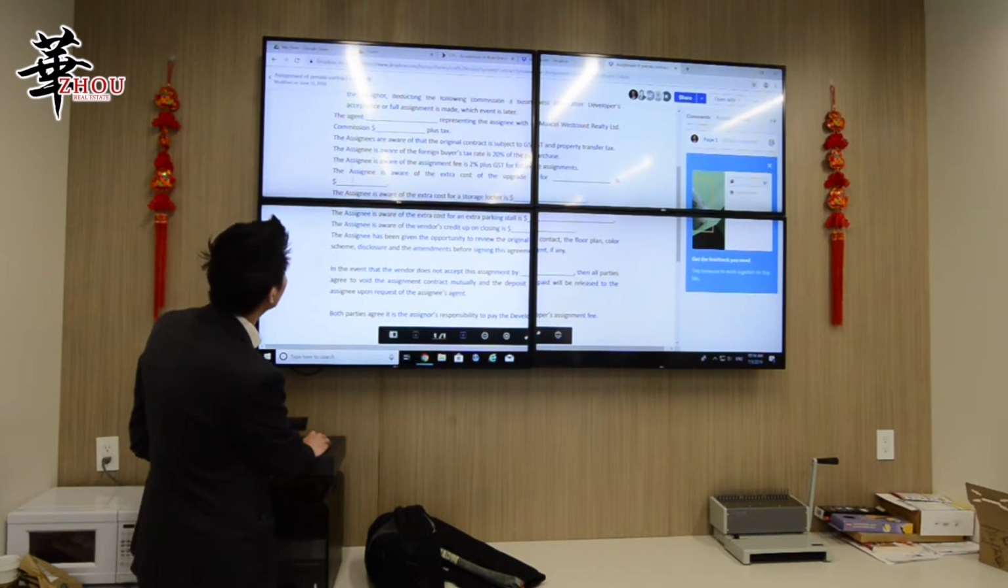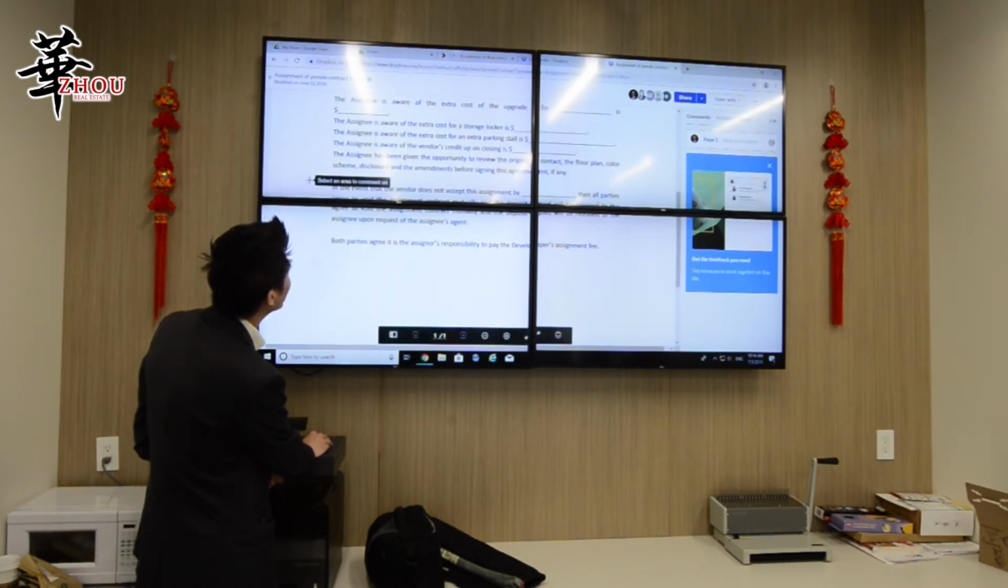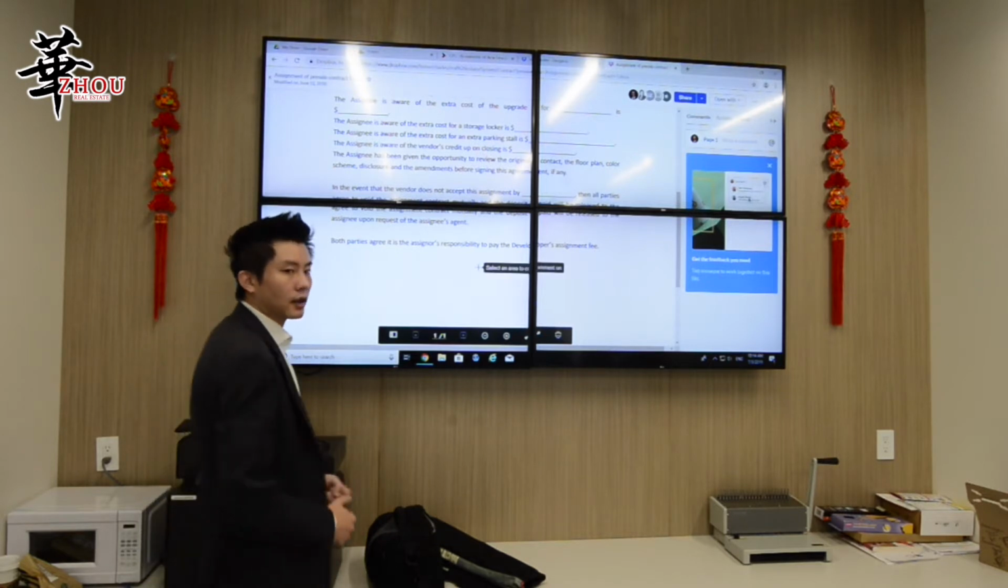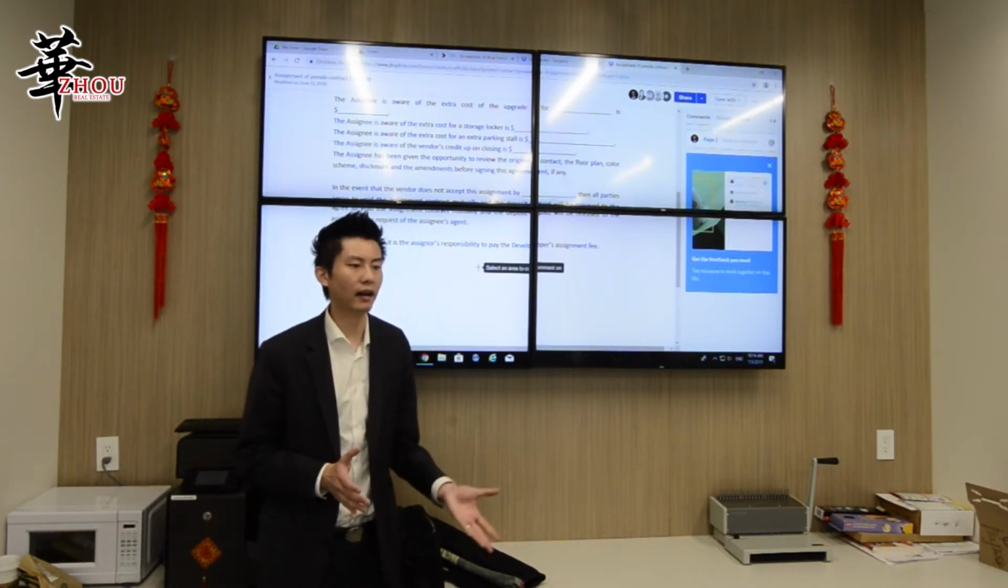The assignee is aware of the assignment fee is 2%. This part you can modify depending on the developer, whatever they charge. The assignee is aware of the extra cost of upgrade for how much amount. The assignee is aware of extra cost of a storage, how much, and parking, how much. Assignee is aware of the vendor's credit upon closing, because sometimes there are credit for developers giving to the buyer.